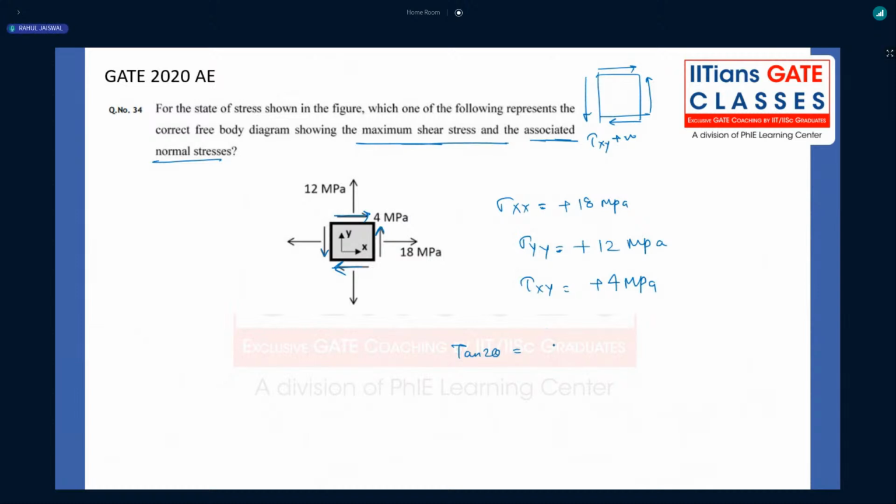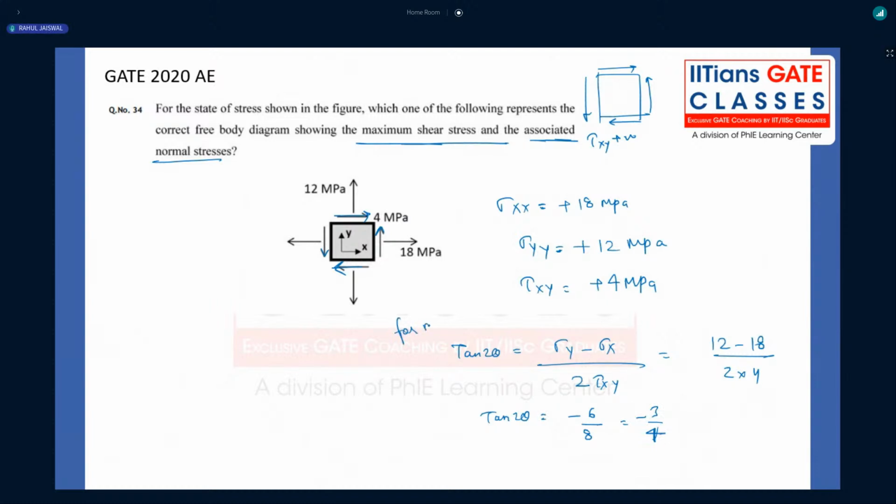What is the value? Sigma y minus sigma x divided by 2 tau xy, right? So here what is sigma y? Sigma y is 12 minus 18 divided by 2, that is 4. From here, what is the tan 2 theta? That is minus 6 divided by 8, so minus 3 divided by 4.